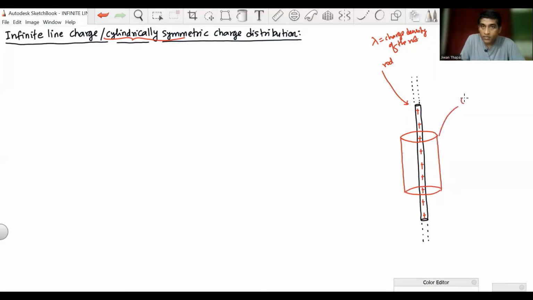So this is a cylindrical Gaussian surface of radius r, okay, radius r and length L. The length of the cylinder is L and coaxial with the rod. So we have this.